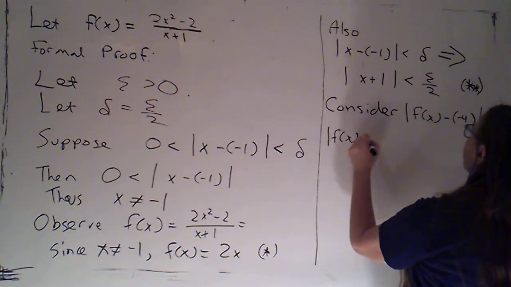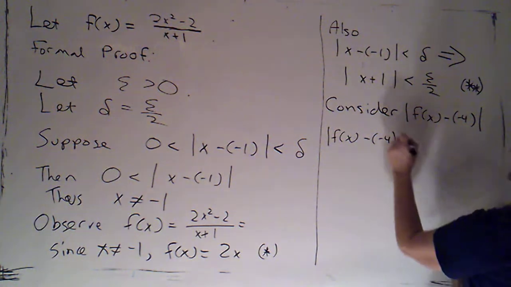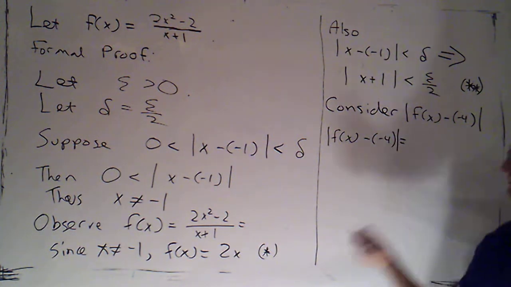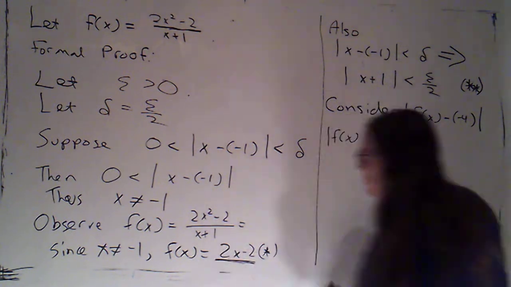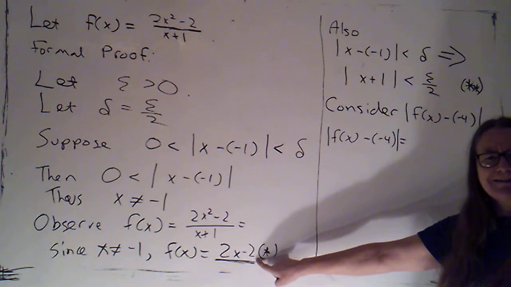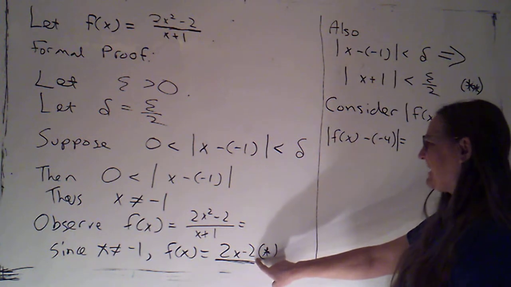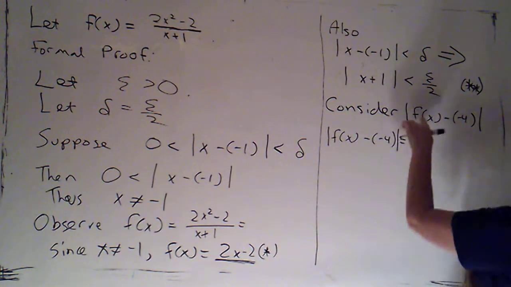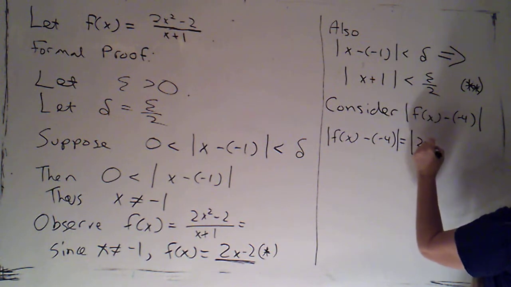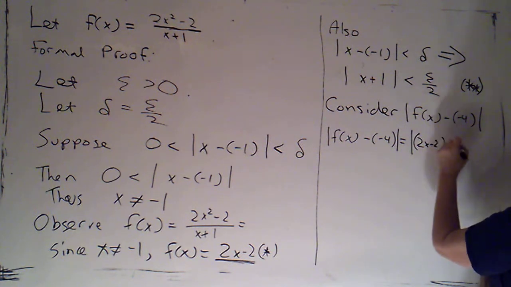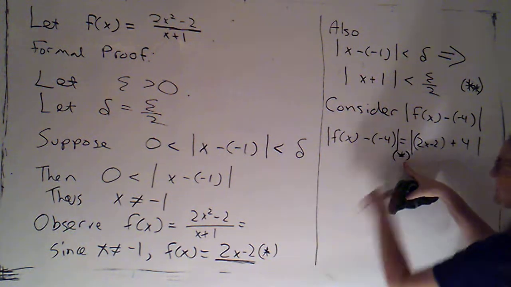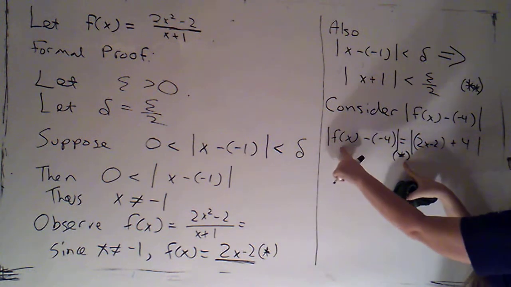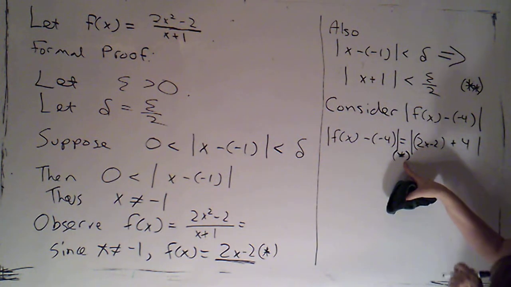The absolute value of f of x minus a negative 4 is going to equal, whoops, I'm sorry, this here should have been 2x minus 2. I think I'd written just 2x. Should have been 2x minus 2. That was what f of x is if x isn't negative 1. Okay. So I'm going to replace f of x with 2x minus 2, and then minus a negative 4 would be plus 4. And I'm just going to put a little star here to say, hey, I'm referring back to this. This is what justifies my replacing f of x with 2x minus 2.